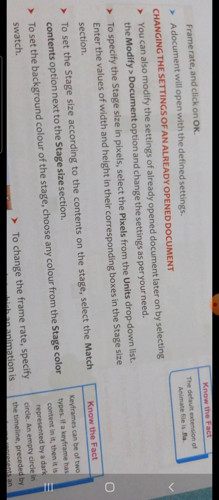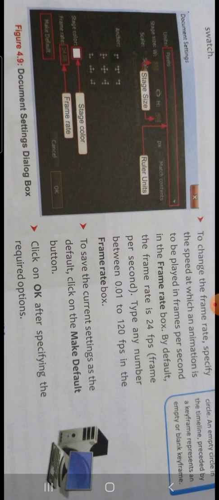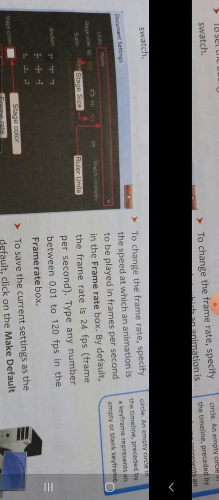Changing the settings of an already open document. We can also modify the settings of an open document by selecting the Modify Document options and changing the settings as per our need. To specify the stage size in pixels, select pixels from the units drop-down list. Enter the values of width and height in their corresponding boxes in the stage size section. And to set the stage size according to the contents of the stage, select the Match Contents option next to the stage size section. However, these are lab-oriented topics. We will do all of these during the lab.